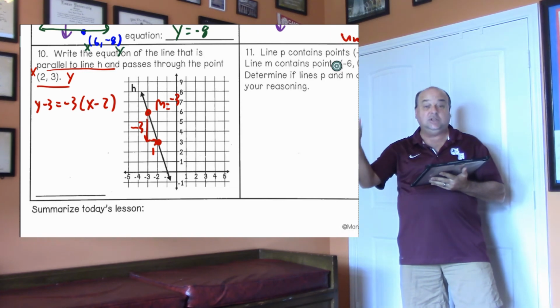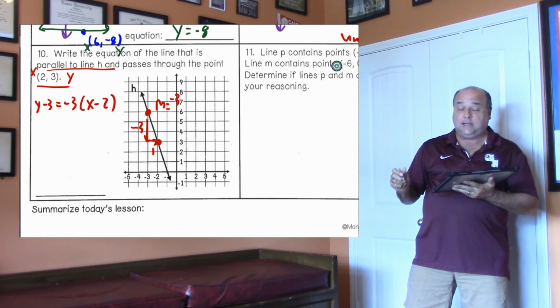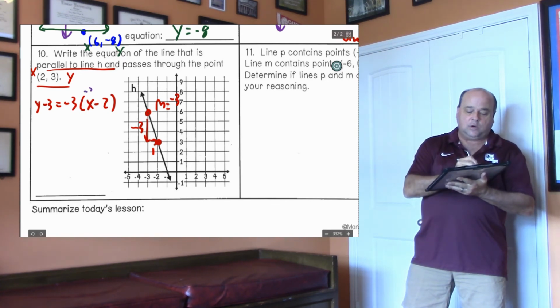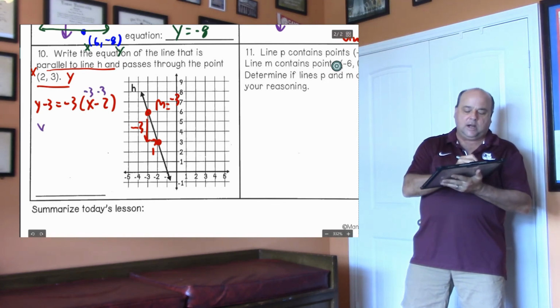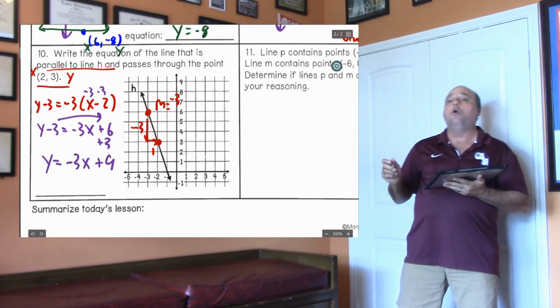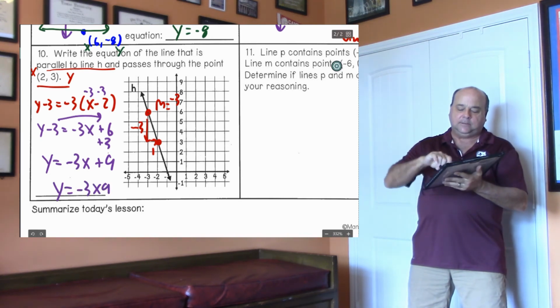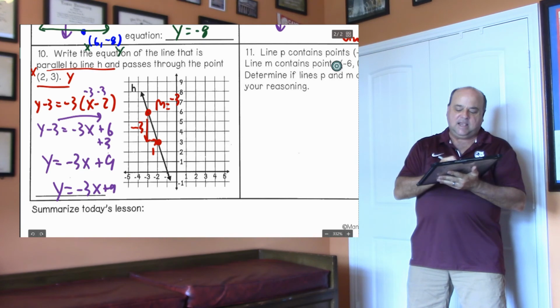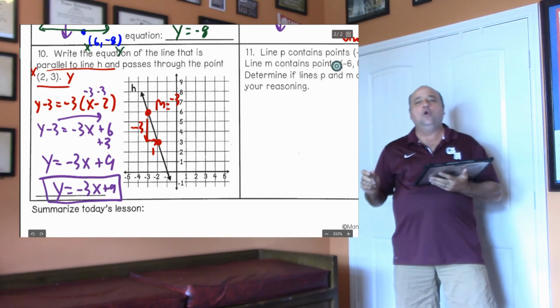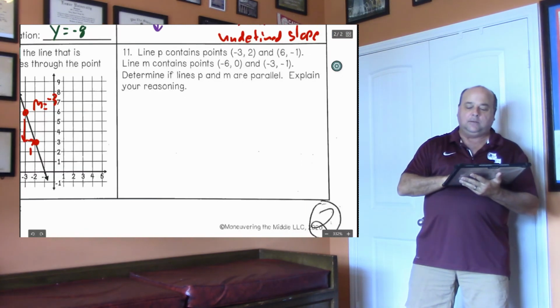So we're just going to switch this. This could be the answer on your STAAR test. This is an equation of a line. Now then, let's switch this up. So we're going to distribute the -3. So we're going to have y minus 3 equals -3x plus 6. And then we're going to move over the 3. So we'll end up with y = -3x + 9. So our answer is y = -3x + 9. Piece of cake. Let's go to number 11.